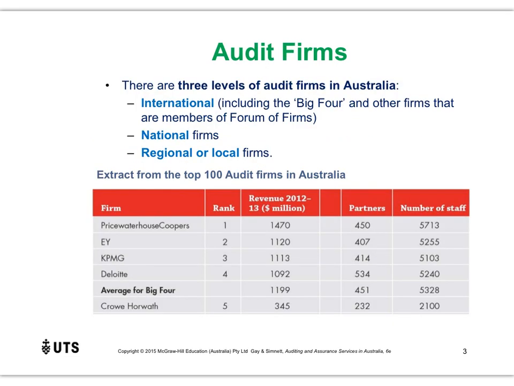There are 3 levels of audit firms within Australia. At the international level, we refer to organisations including the Big Four. So you have PwC, PricewaterhouseCoopers, Ernst & Young, which is EY, KPMG, which is where I used to work, and you have Deloitte, in addition to other firms as well. At the national level, our national firms include organisations such as Grant Thornton, PKF, Moore Stephens, and so on. And then we also have the regional or local firms as well.